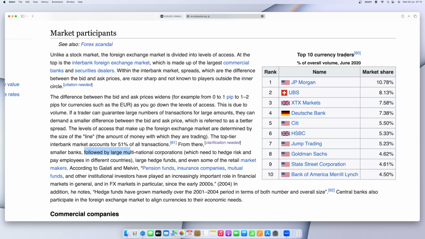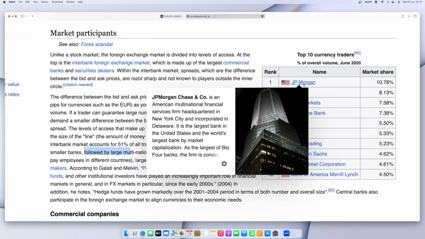Top 10 currency traders. Of the currency traders in the world, the top 10, JP Morgan ranks number one. So if we check JP Morgan, this is JP Morgan Chase and Co., an American multinational financial services firm headquartered in New York City, incorporated in Delaware. It is the largest bank in the United States and the world's largest bank by market capitalization.